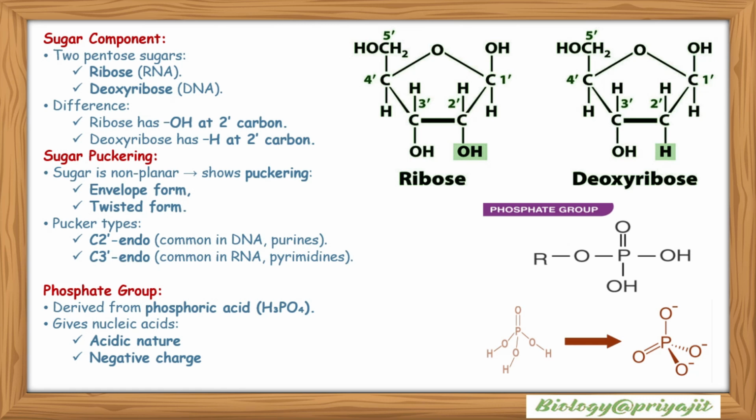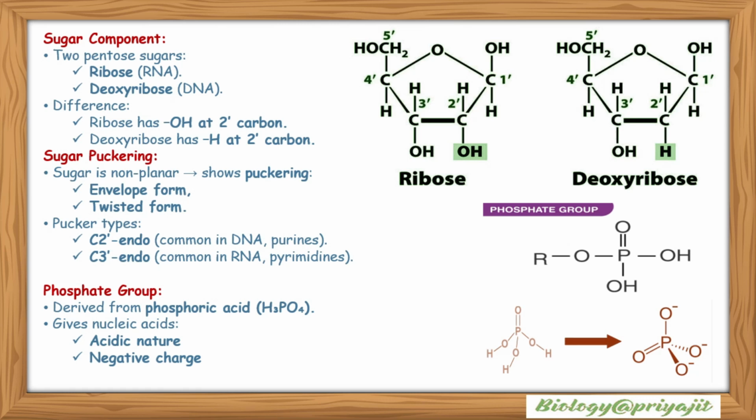Sugar component: there are two pentose sugars, ribose, which is found in RNA, and deoxyribose, which is found in DNA. So the difference: ribose has OH at the 2' carbon position, and deoxyribose has H at the 2' carbon position. Sugar puckering: the sugar is non-planar and shows puckering, envelope form or twisted form. Pucker type C2 endo is most common in DNA and purine, and C3 endo is common in RNA and the pyrimidine bases.